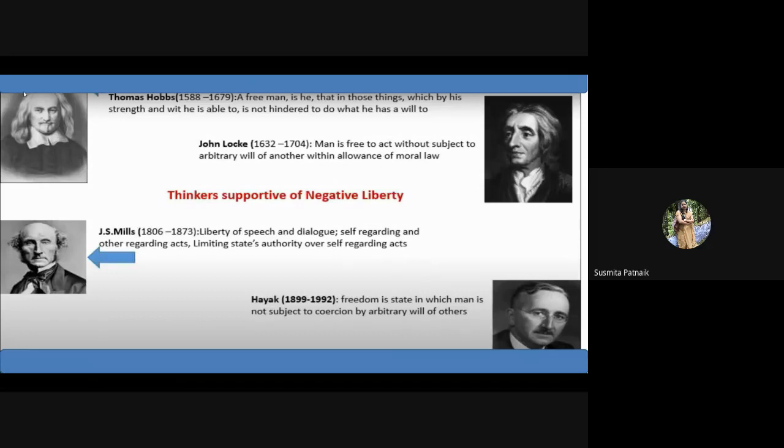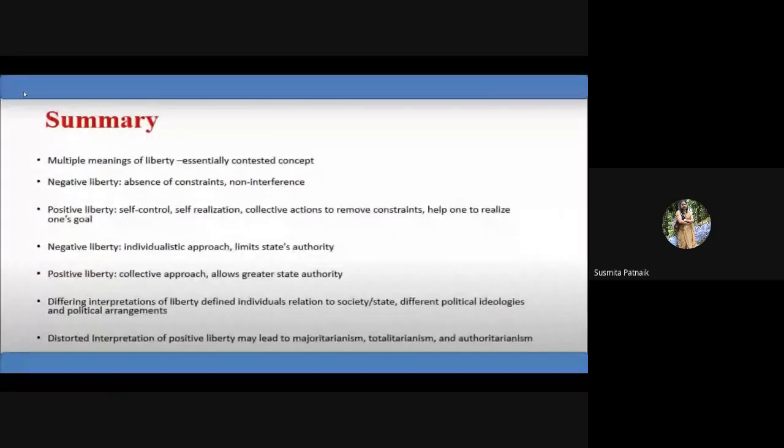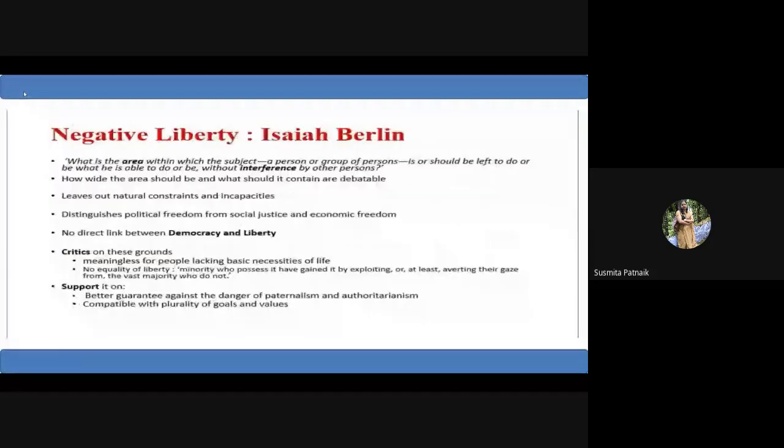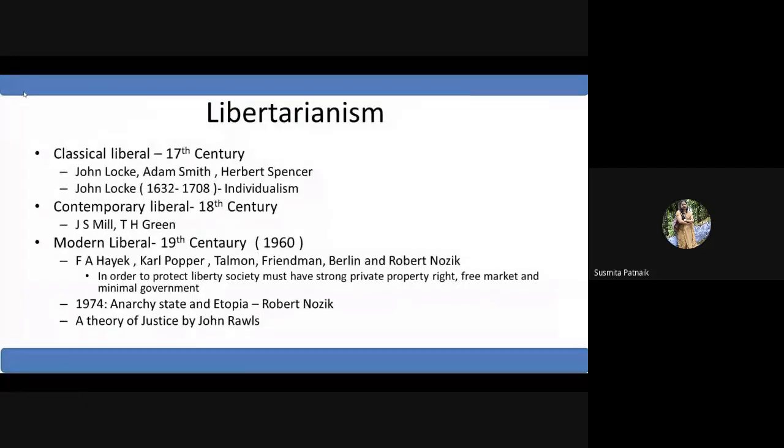In the 20th century, there are a group of political philosophers like Habermas, F.A. Hayek, Robert Nozick, John Rawls. They introduced one more political philosophy called libertarianism. Understood? The theory of libertarianism gained its maximum in the year 1974 and also in the year 1960. So what happened in 1960 and 1974?